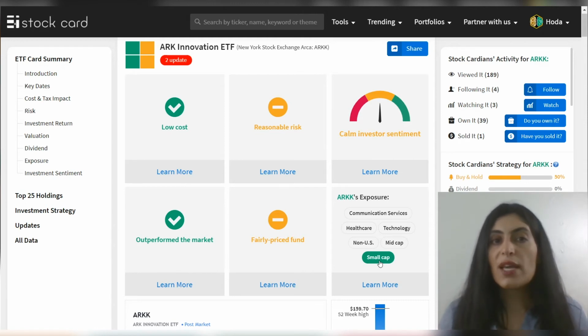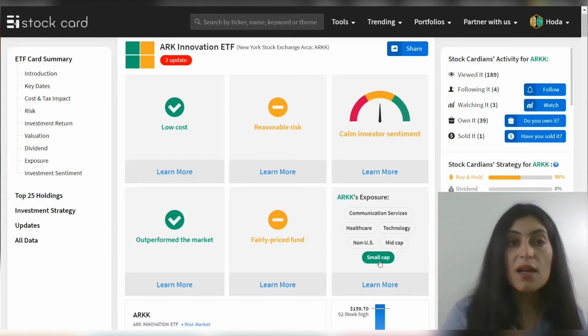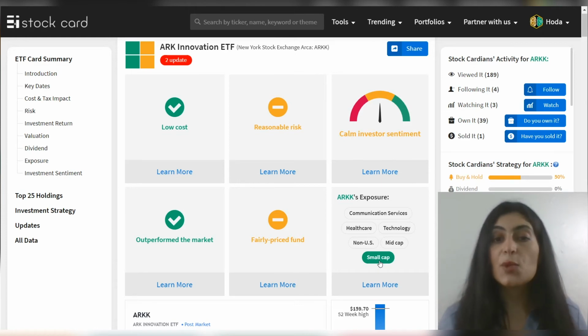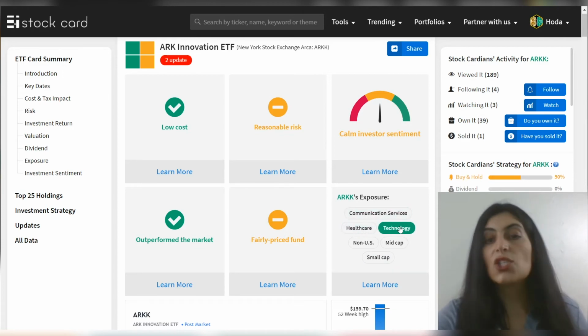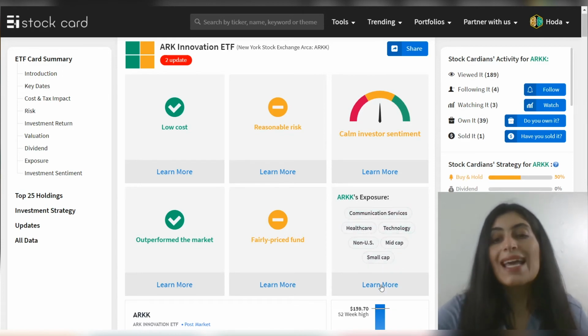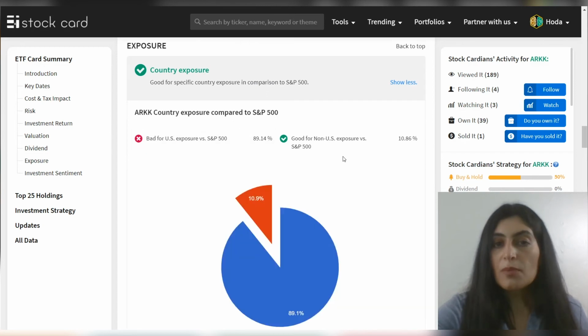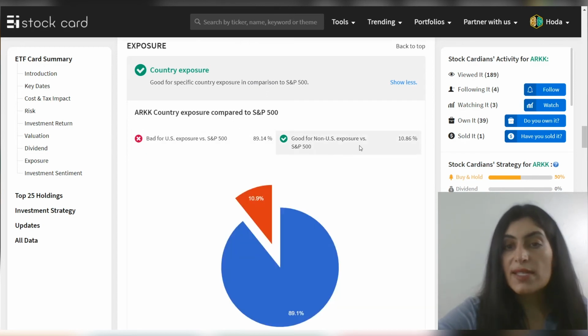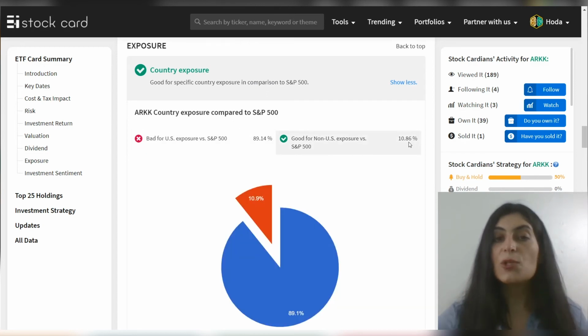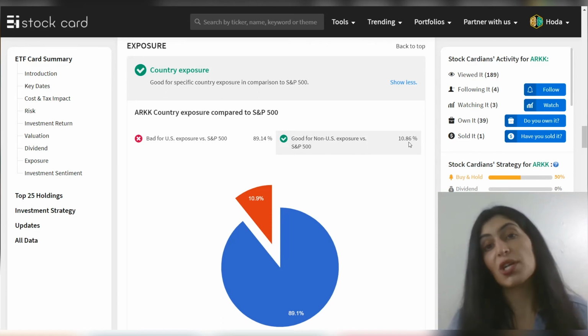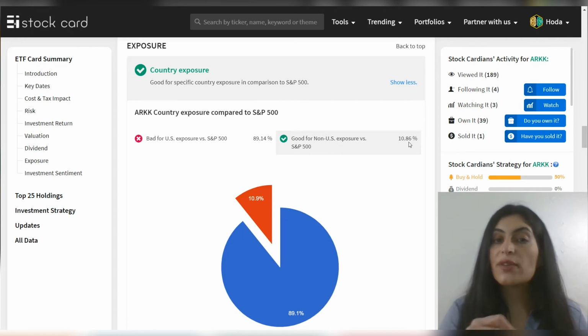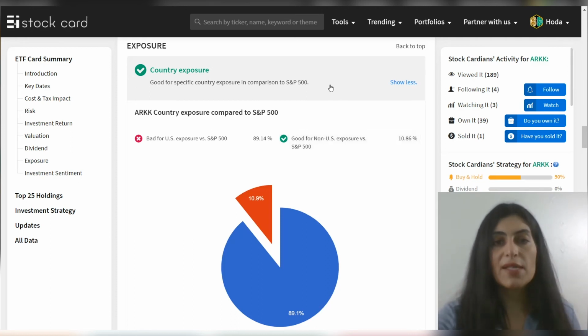So why would you deviate from buying the S&P and buy ARK? Because it would give you exposure to communication services, healthcare, technology, non-US, mid-cap, and small cap. And all that good stuff is available here in summary. You see, it's good for non-US exposure. It has 10.8%, which is higher than the exposure you would get to non-US stocks had you invested in the S&P. So it's always in comparison to the S&P.